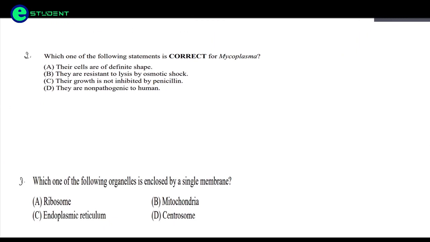Which one of the following statements is correct for mycoplasma? So we have to know first a few things about mycoplasma. First, mycoplasma is a gram-negative bacteria. These bacteria are different from other bacteria because they lack a cell wall. Other gram-negative bacteria have the cell wall, whereas mycoplasma lack the cell wall. So which one of the following statements is correct? They have asked in the question.